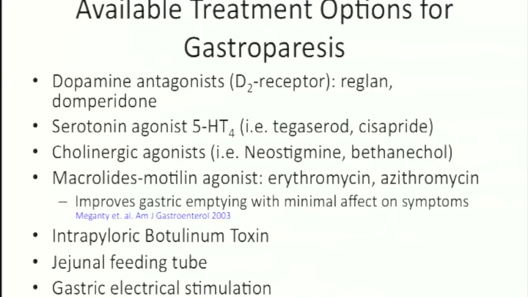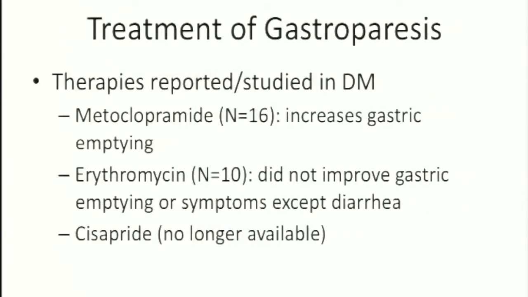A jejunal feeding tube is a feeding tube that is placed beyond the stomach, so you're bypassing the stomach completely. And then electrical stimulation, again, has not been studied or described at all in DM patients, but it looks like a cardiac pacemaker. It's an electrical stimulation device that we implant on the stomach, and it has helped with symptoms of nausea and vomiting, but it doesn't really increase motility. So that's a short list. The list in DM is even shorter.